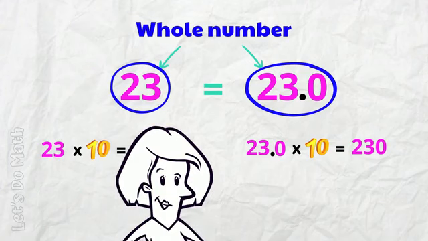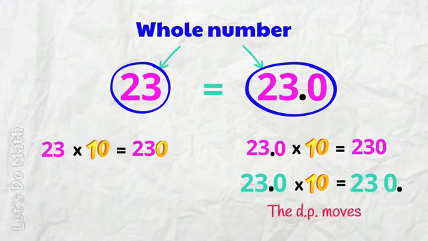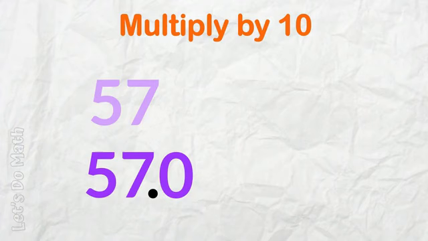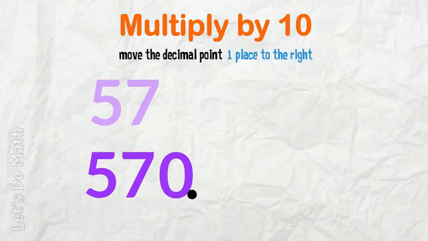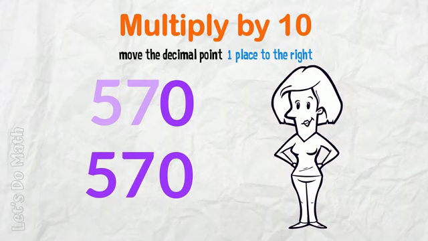Look what happens with the decimal point as we do that multiplication. The decimal point moves one place to the right. 230 point. There's no digit after this, so we can leave the decimal point off and just say equals 230. Let's do another one. 57, which is really the same as 57.0. If I multiply it by 10, I move that decimal point one place to the right. 570. The same answer as if we just said put a 0 on the end because we're multiplying by 10.